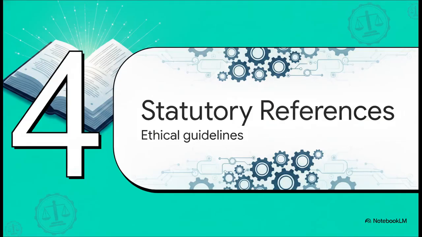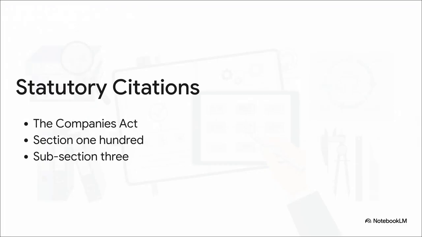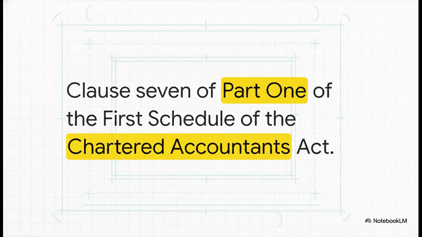Next up, part 4, statutory and ethical references. When you're dealing with statutory citations, the format is unyielding. For instance, the Companies Act has to be spoken and written in full. If you're citing a section, you spell it out, Section 143. And when you drill down further, you need absolute precision. It's exactly subsection 3 of Section 143. And for professional ethics references, the precision is just as demanding.